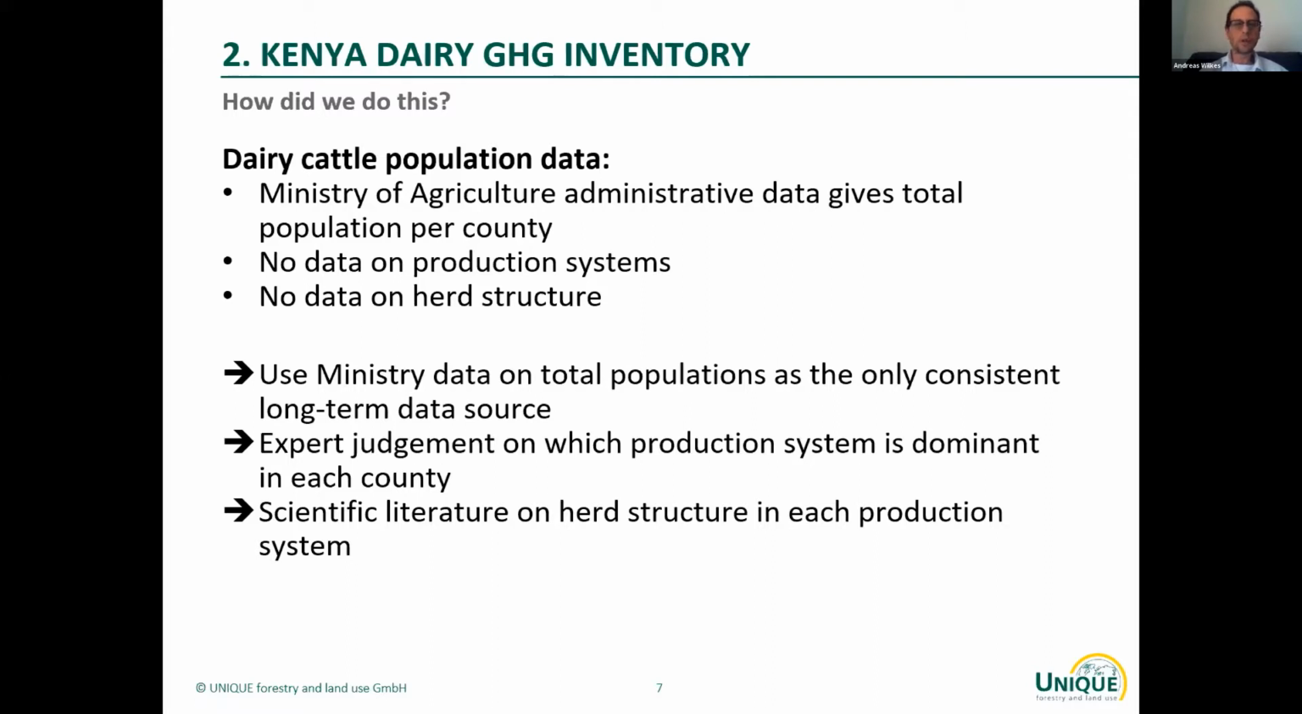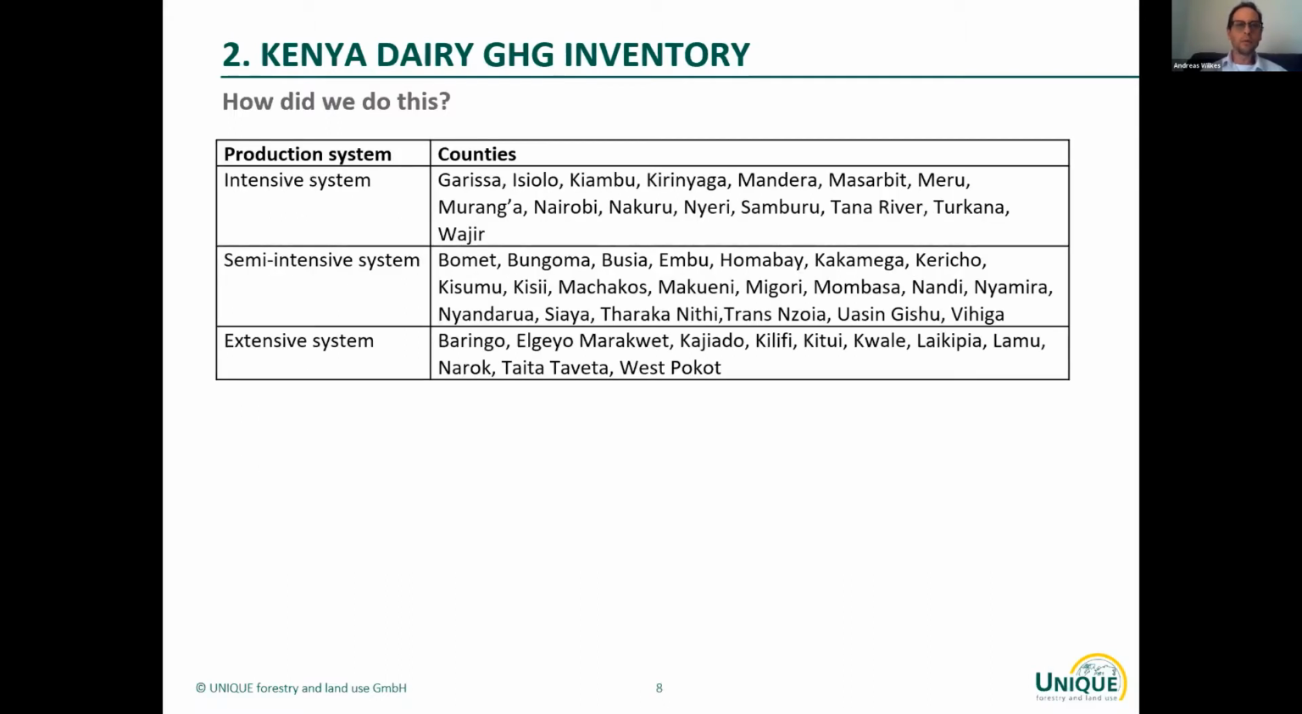in each production system. As an example, in the Kenya case, we defined 3 production systems. The intensive system is counties where dairy cattle are mostly raised in stall feeding. The semi-intensive counties are where a mix of stall feeding and grazing is the most common situation. And the extensive counties are defined as ones where grazing is the dominant feeding system.